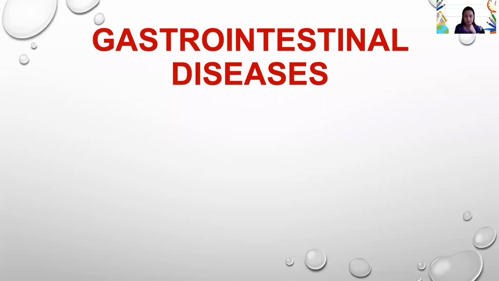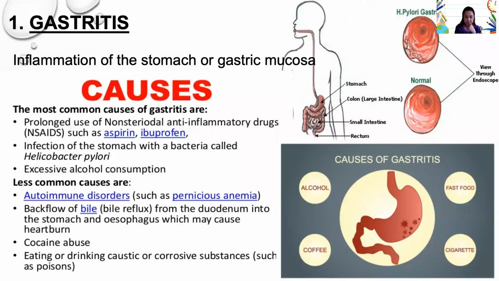So next is gastrointestinal disease. So gastrointestinal disease first is yung gastritis. Gastritis means, gastric means the stomach, and itis means inflammation. So there is inflammation of the stomach or gastric mucosa. So anong causes ng mga gastritis natin? First is yung alcohol, then yung coffee, then fast food, and then cigarette. So these are the 4 usual causes of gastritis.